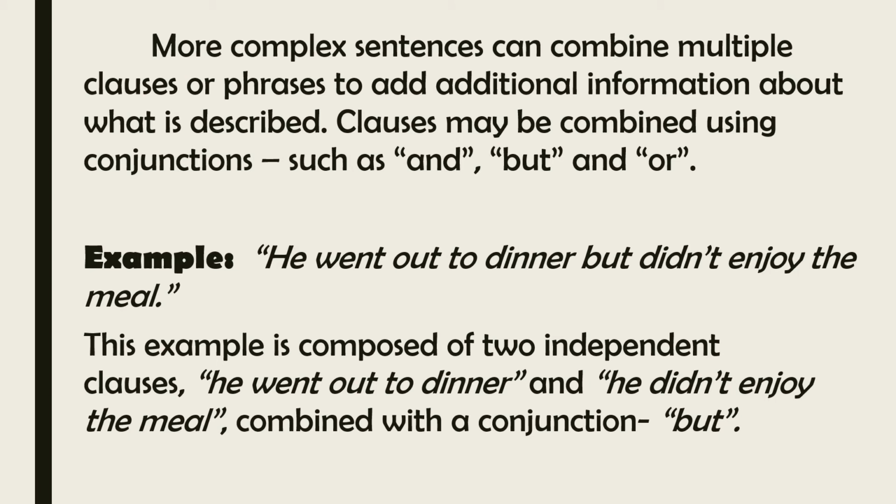More complex sentences can combine multiple clauses or phrases to add additional information about what is described. Clauses may be combined using conjunctions such as and, but, or. Example: he went out to dinner but didn't enjoy the meal. This example is composed of two independent clauses, he went out to dinner and he didn't enjoy the meal, combined with the conjunction but. So we use the conjunction but to add additional information.